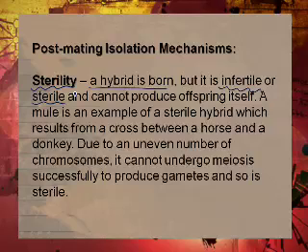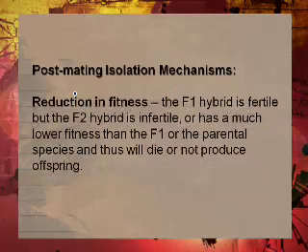And because the horse and the donkey have different chromosome numbers, when these chromosomes recombine in the offspring, which is the mule, there's an uneven number of chromosomes. So it cannot actually undergo meiosis successfully to produce mule gametes, and so the mule is sterile.